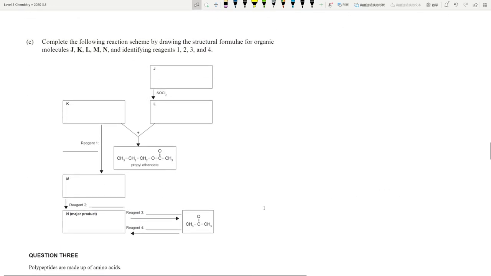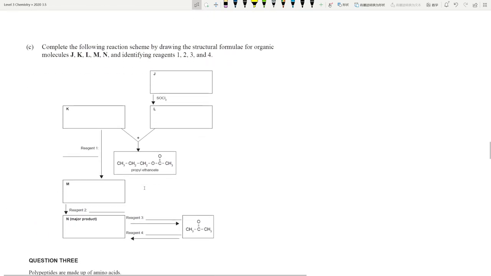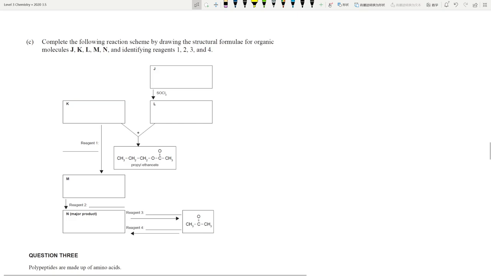Next one, yay, flowcharts. I love flowchart questions because you can write so little. Just get it right and you get full marks. That's pretty much that. So we have propyl ethanoate, so this is an ester.